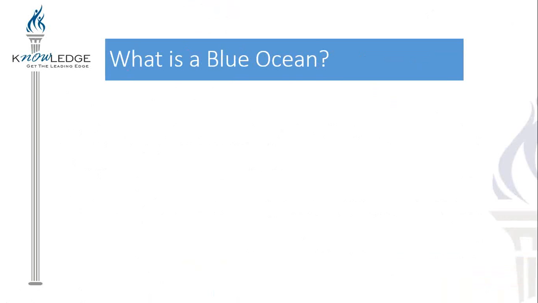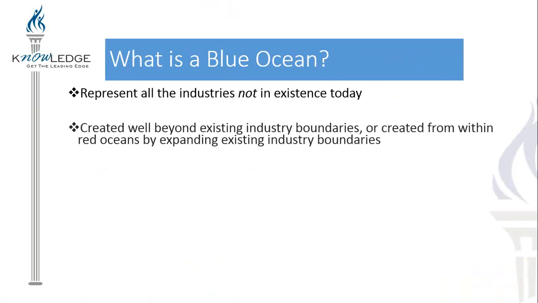Whereas blue ocean strategy defines this concept. If we are talking about blue oceans, we are talking about all the industries that do not exist today. They are created well beyond the existing industry boundaries, or created from within red oceans by expanding existing industry boundaries. So you are talking about something that does not exist today, that does not have a presence today. Or in other words, you are expanding your market boundaries to reach out to what is not your market right now. You're not confining yourself to one plate of pizza, and you're searching whether other pizzas are available on the table as well.